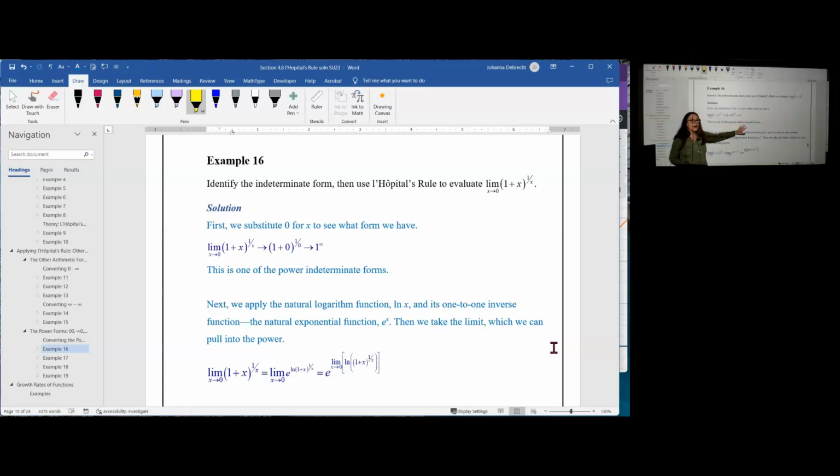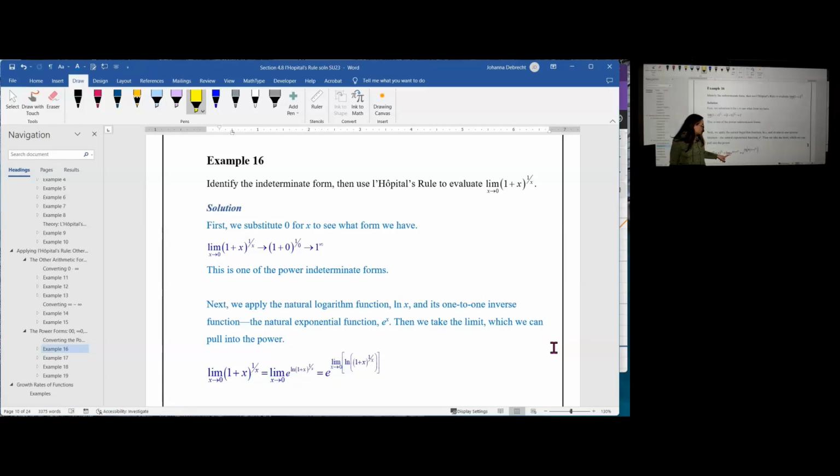Now that we know we have one of those power indeterminate forms, we have to apply the natural logarithm function so we can get the 1 over x out of the power and down to the line. However, to undo that, we exponentiate it. We take e to the natural log of (1 plus x) to the 1 over x power.